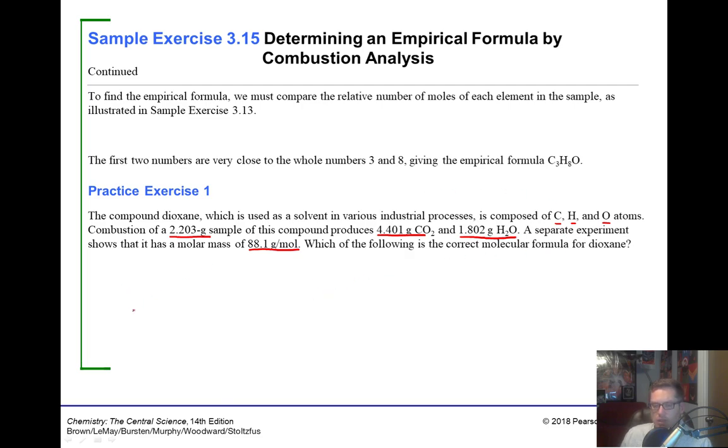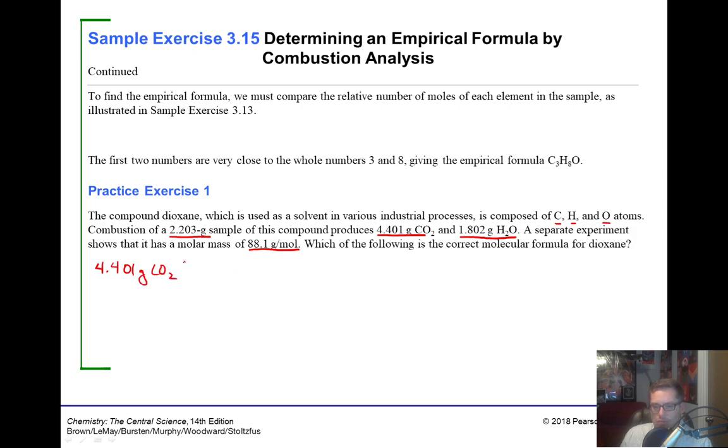So the first thing we need to do is figure out how much carbon we got to start with in our sample, and how much hydrogen we had in our sample. Okay, so we're going to start with our carbon dioxide, so 4.401 grams of CO2, and we're going to convert this to grams of carbon.